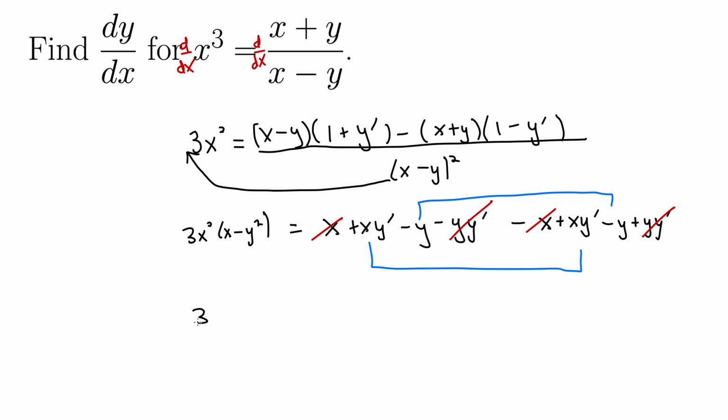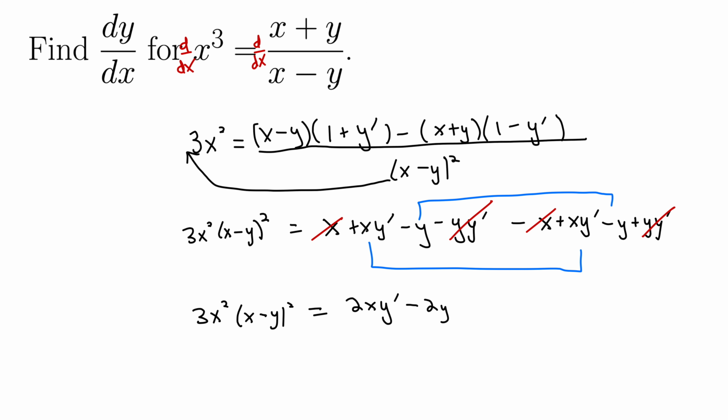On the left we still have the same expression hanging out, 3x squared, (x minus y) squared. I see a mistake up here. This should have been (x minus y) quantity squared. Sorry about that. Probably drove some people crazy. And on the right we now have equals, let's see, 2xy prime minus 2y.